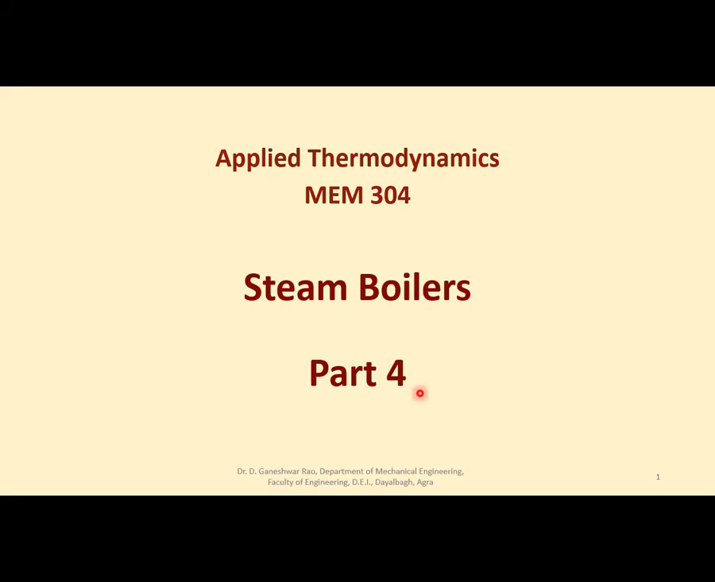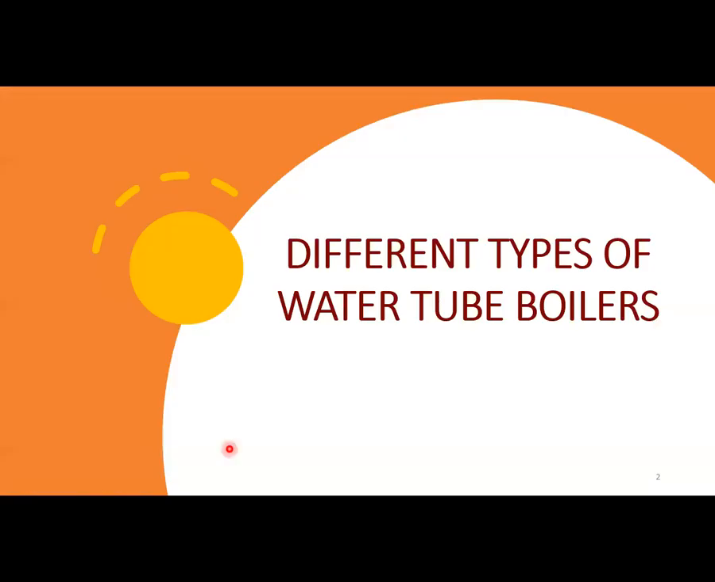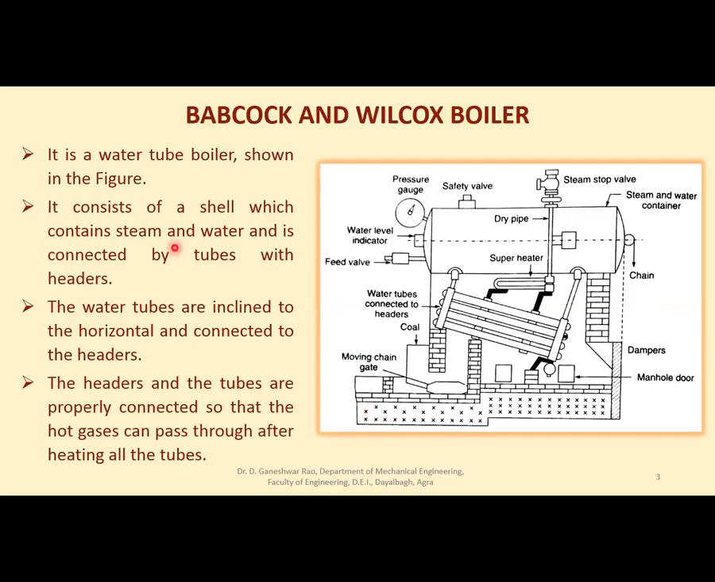I hope you remember the difference between fire tube boilers and water tube boilers. Water tube boilers are basically steam generators in which water flows through the tubes and flue gases surround those tubes to convert the flowing water into steam, right? So we begin with the Babcock-Wilcox boiler, which is a water tube boiler. The diagram is shown here.